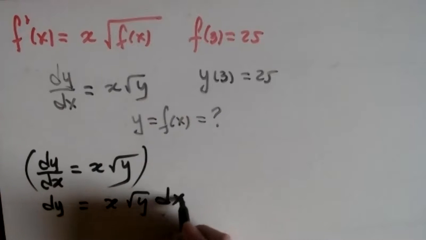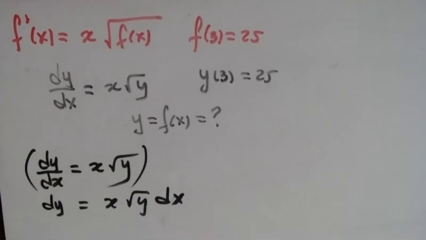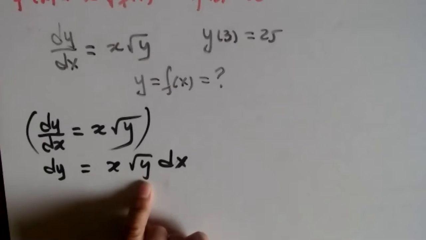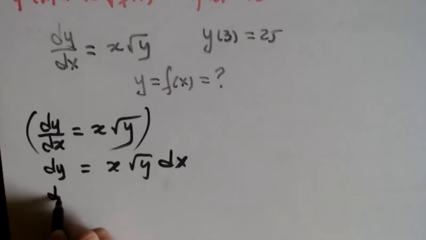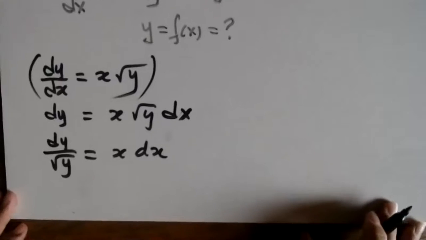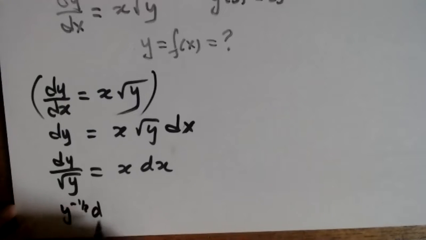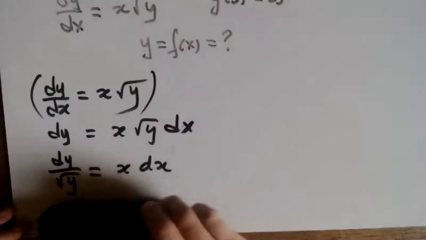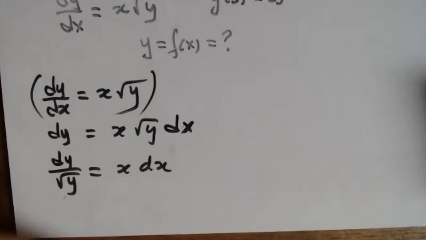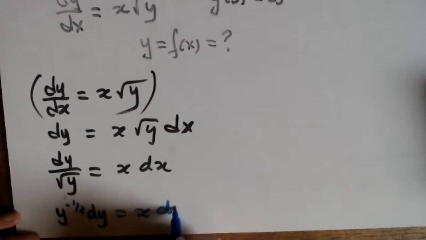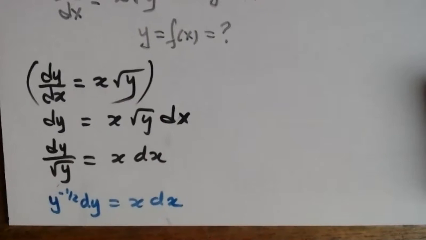So that's quickly. Now what? You move the y to the other side, right? Divide by square root of y. So dy over square root of y equals x dx, correct? And this is y to the negative 1/2 dy equals x dx. You see that? Okay, now what is the next step?